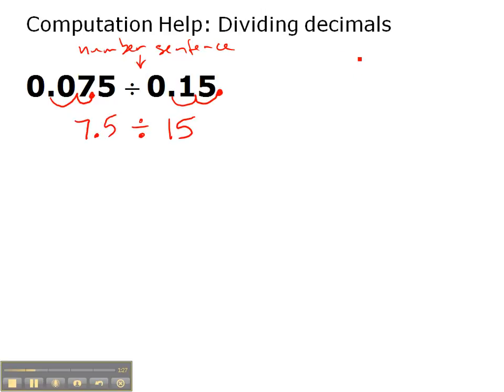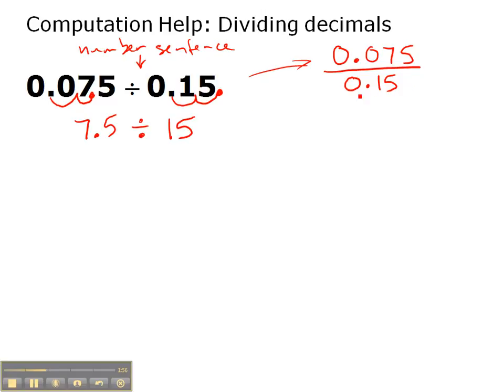Now we've looked at the number sentence form of this division. Let's look at it as a fraction to understand why it's valid to move the decimals the way we just did. We started out with 75 thousandths and we wanted to divide by 15 hundredths. So this is the same division problem just shown as a fraction.